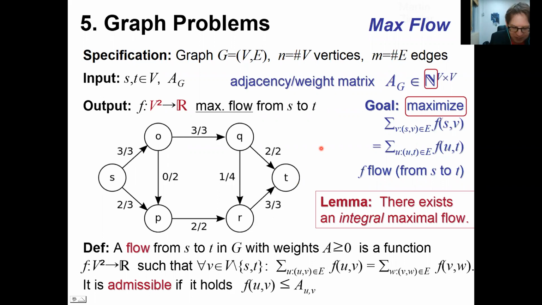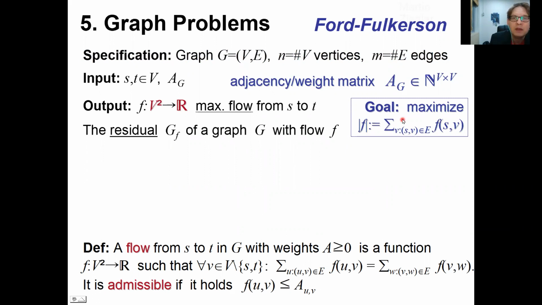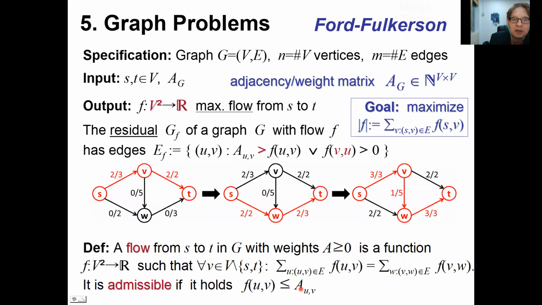I am a physicist, so please bear with me. Thanks for indulging. The flow is admissible if it obeys the limitations imposed on each pipe, the capacity. And the goal is to calculate a maximum flow, namely an assignment of how much liquid to pass through each pipe that satisfies the continuity equation, that adheres to the admissibility constraints, so no pipe will burst, and that is maximal: as much liquid as possible to leave the source vertex and to enter in the target vertex.